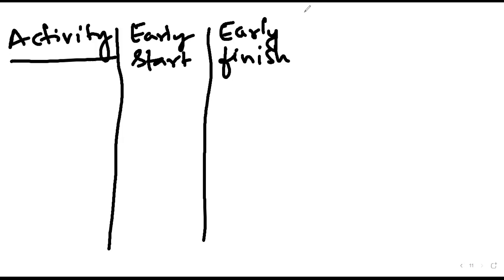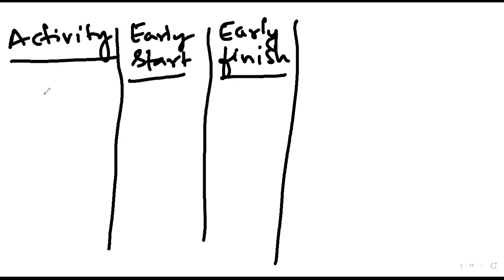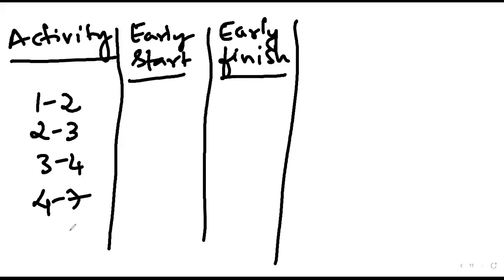Okay. So tell me these 3 columns values. 1 dash 2, okay. 2 dash 3, okay. 3 dash 4, okay. 4 dash 7, okay. 2 dash 6, okay. 6 dash 7, 7 dash 8. Okay. Fine.